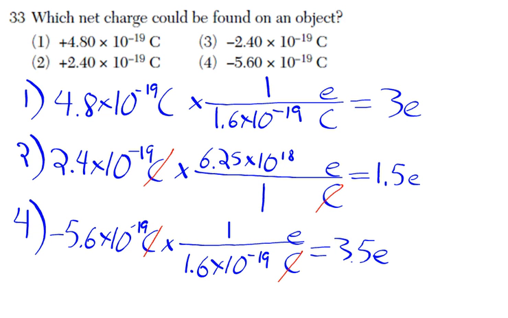So we can rule out 2, 3, and 4, and we see that number 1 gives us a whole number of elementary charges. So it has to be choice 1.